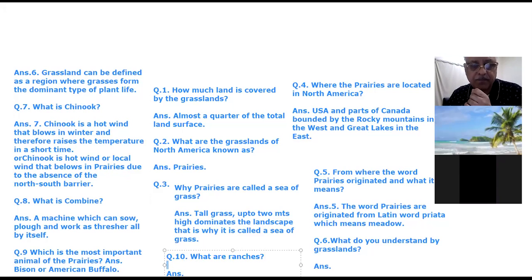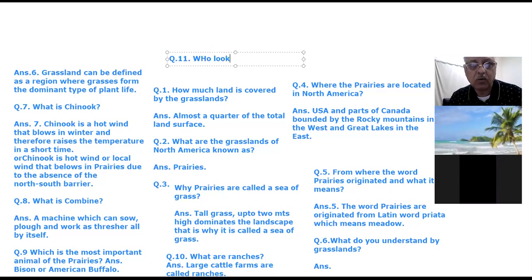What are ranches? American ranches. Ranches are large cattle farms. The large cattle farms are called ranches. You know the exact definition. Good. A large farm for raising horses, beef cattle, or sheep.